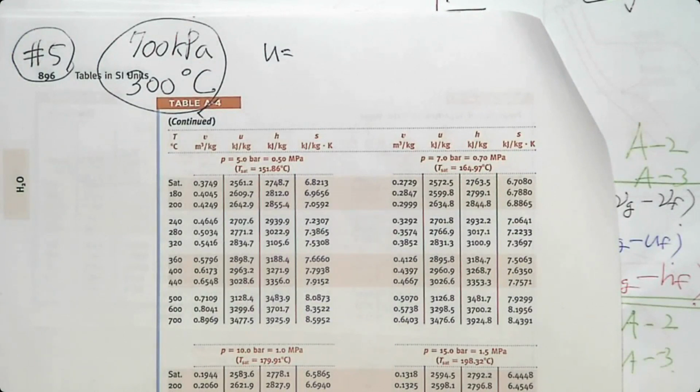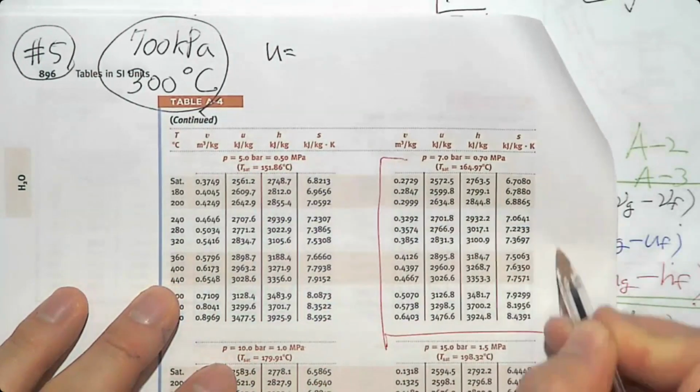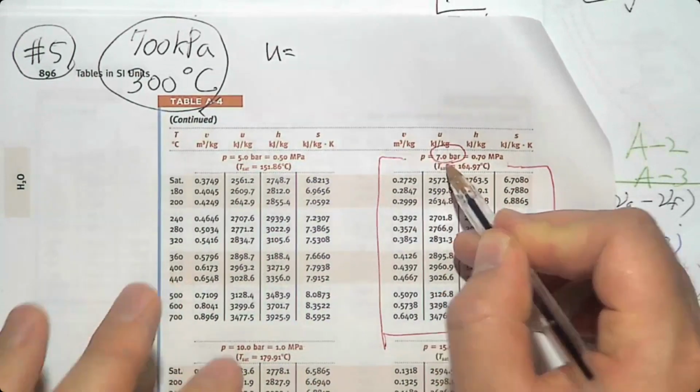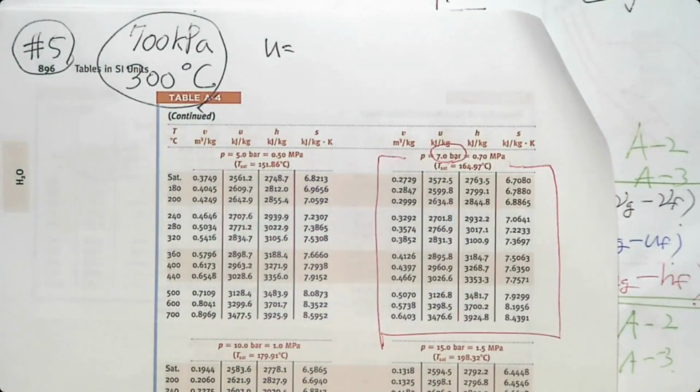If you look at the pressure unit here, it's bar. So 700 kilopascal is 7 bar. Where is the 7 bar? This one. So if you want to determine this U, it's going to be one of these values, right? So this is the table for 700 kilopascal. So what is the temperature? 300. Okay, we just need to find 300. Where is temperature? Here. 180, 200, 240, 280, and 300? No, 320.